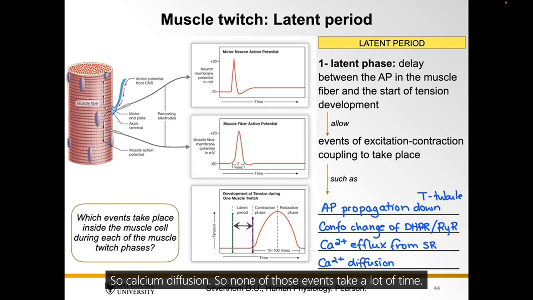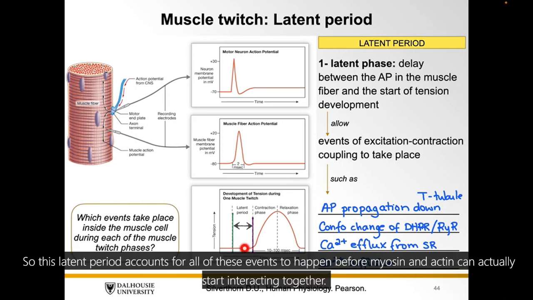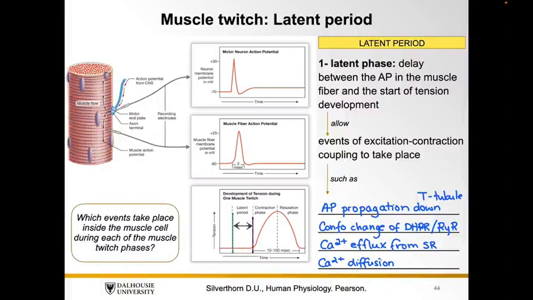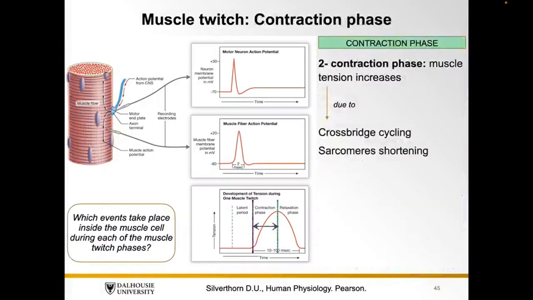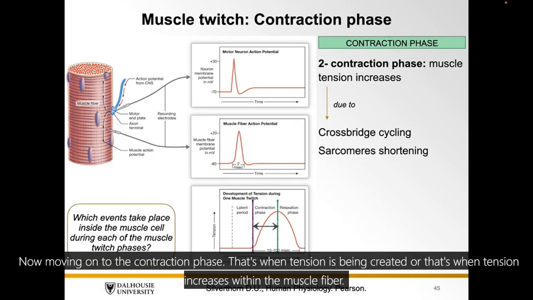So none of those events take a lot of time. However, they are all required for contraction to occur. So this latent period accounts for all of these events to happen before myosin and actin can actually start interacting together. Now moving on to the contraction phase.